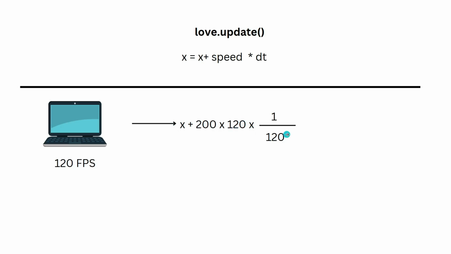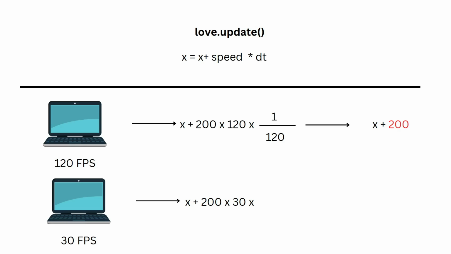So 120 and 120 will cancel out, since the value of delta time, as we discussed just before, is 1 by the total number of frames. 120 and 120 will cancel out, and the position of the x value will be increased by a constant of 200. Now why delta time is really helpful is even if the game was running at 30 fps, the value of delta time would be 1 by 30. So 30 and 30 would cancel out and we would still end up with a constant speed of 200.